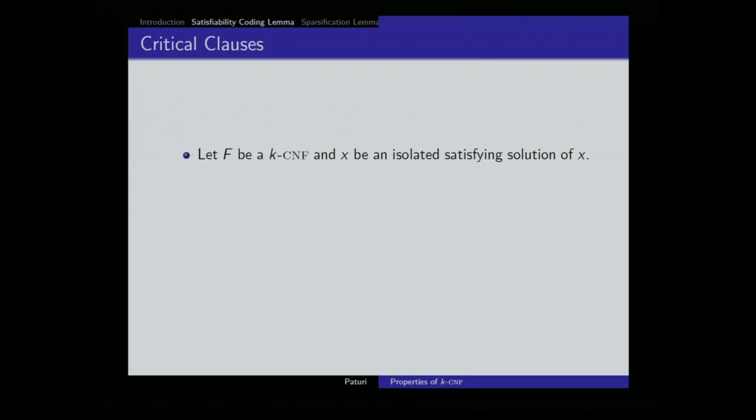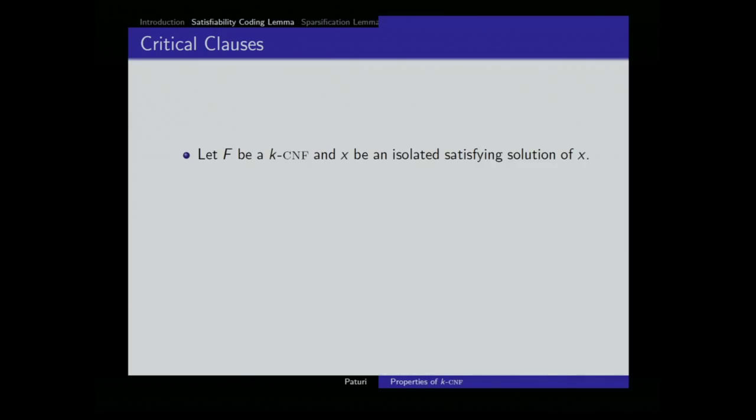Let me show you how we can show such a property. The nice thing in computer science is that we can prove properties by means of algorithms. So we'll come up with an algorithm that shows that the number of isolated solutions cannot be too large. One property of the KCNF when you have an isolated solution is the following. Fix any isolated solution, let's call it X.